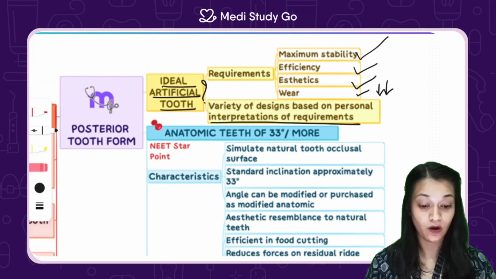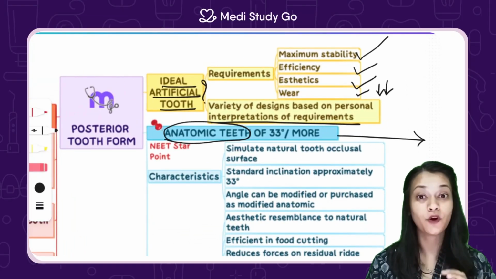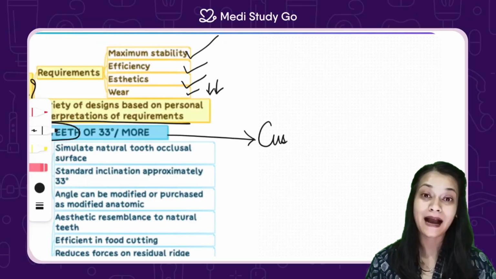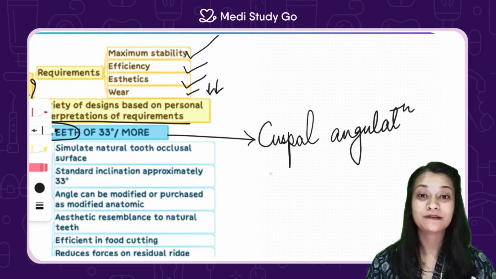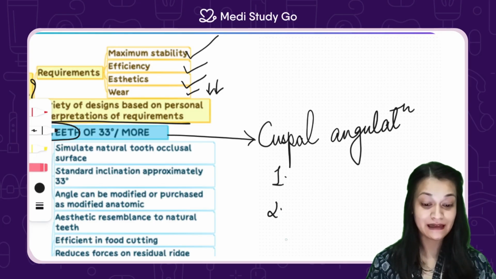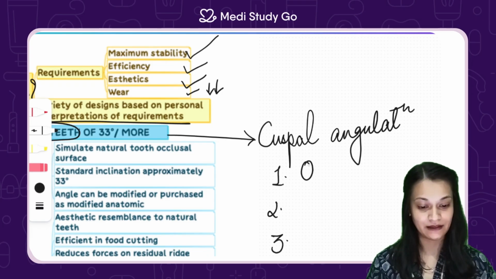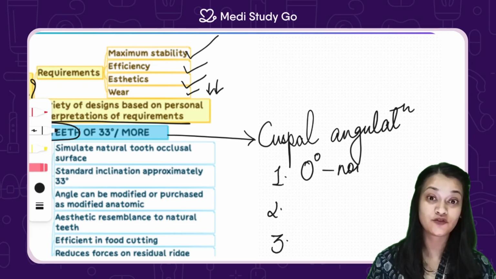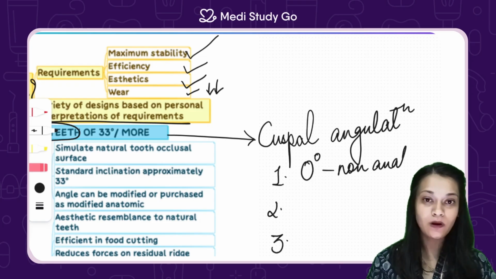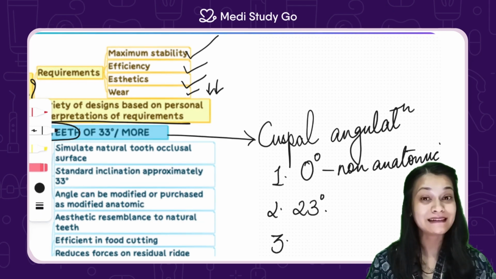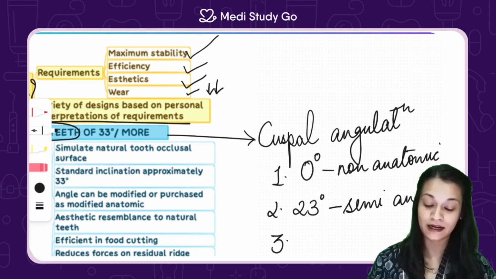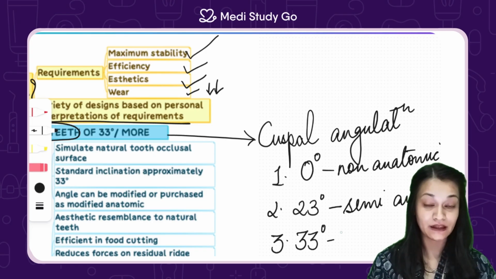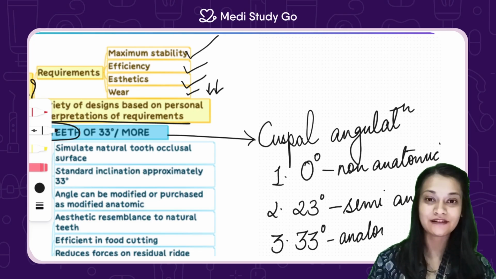Anatomic teeth, as we all know, if I have to divide them broadly into three types, I am going to divide them according to their cuspal angulation, into 33 degree, 0 degree, and 23 degree. 0 degree implies non-anatomic because there is no cuspal inclination with your perpendicular plane. 23 degree is somewhere between the anatomic and non-anatomic, and it is the semi-anatomic form. And the third type is the anatomic, or 33 degree.